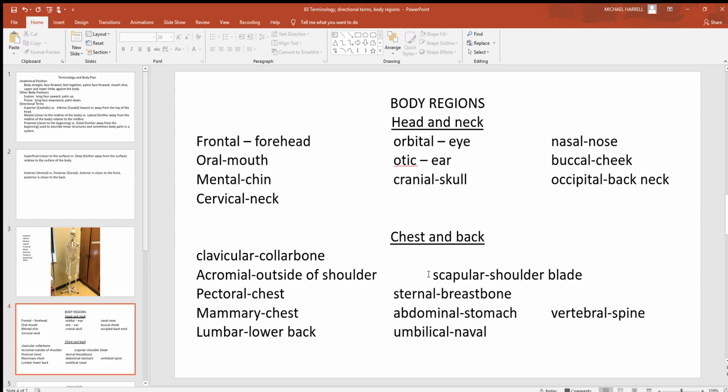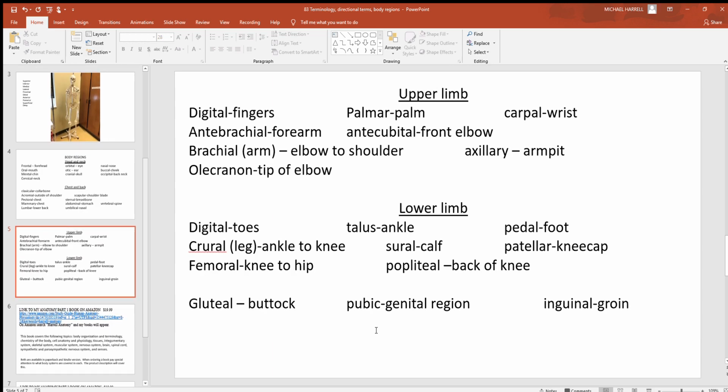Scapula for your shoulder blade. That's the scapular region. Pectoral for your chest. You probably heard like the pectoralis major muscles, big muscles in that area. Sternal for the breastbone or sternum. Mammary for the chest. Abdominal for your stomach. Vertebral for the spine. Lumbar for your lower back. Umbilical for the navel region.